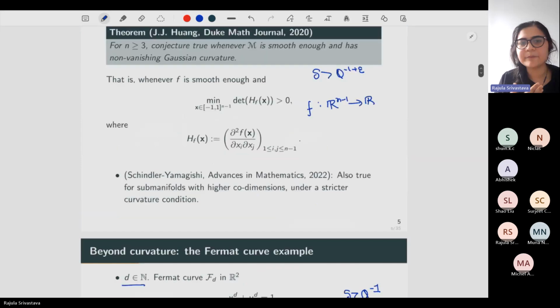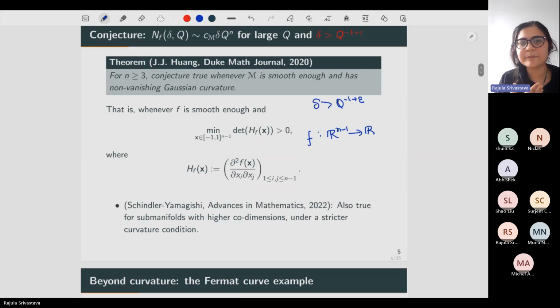There's also this result of Shrinra-Yamagishi, which is not for hypersurfaces, but for surfaces of slightly higher codimension, also with very strong curvature conditions. So now you will have not just one function, but maybe two. You have a higher codimension, so you have d many or r many functions for each codimension. And then if you take any linear combination of the Hessians, that has to have a determinant bounded below. So there's some very strong curvature condition on their manifolds.